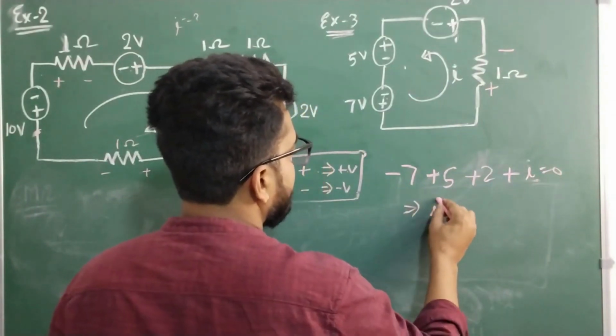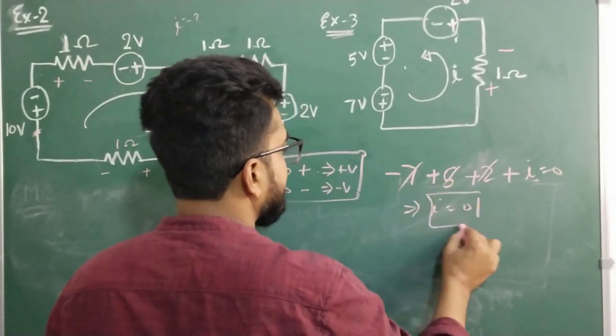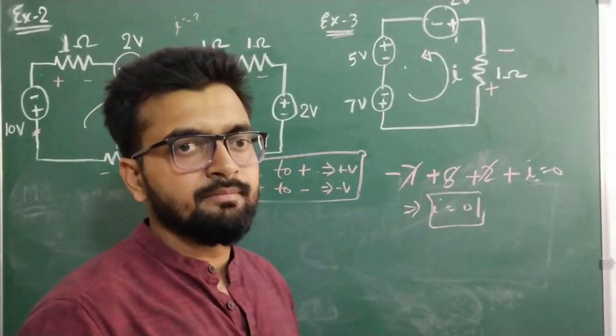That gives us I equals 0 because this cancels. So what we get is current 0. So there is 0 current in the circuit.